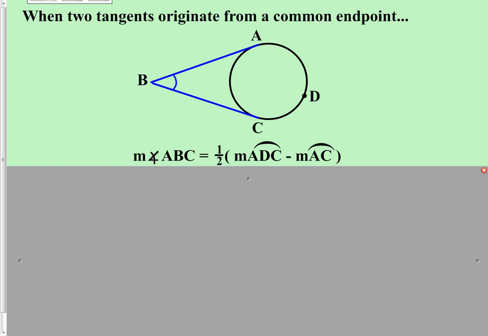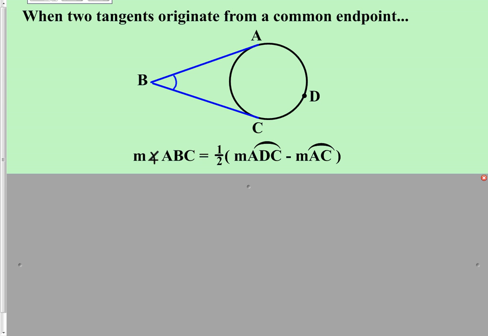The rule said that the measure of the angle, which in this case is angle ABC, will equal 1/2 of the difference between the two arcs caught between the two tangents. So in this case we have a major arc, ADC, traveling around the far side of the circle, and then we have a minor arc, AC, traveling around the near side of the circle. So that's how this would apply for a typical two tangent situation.